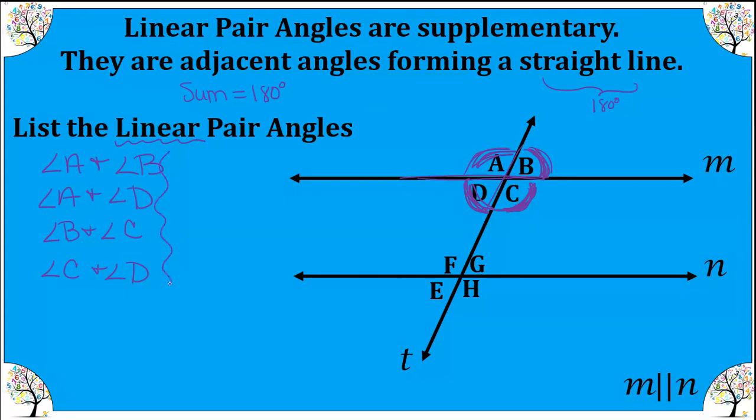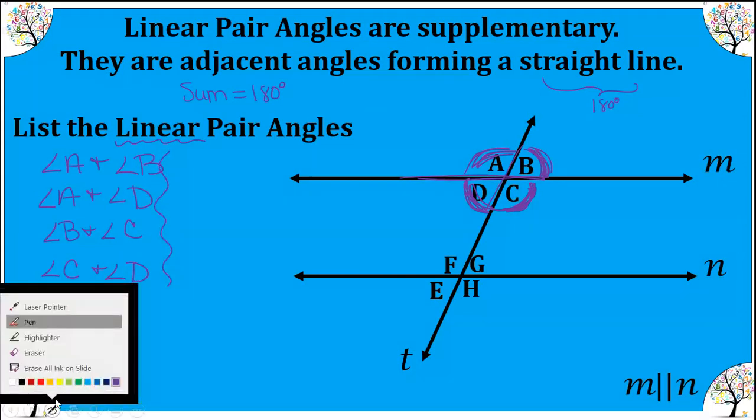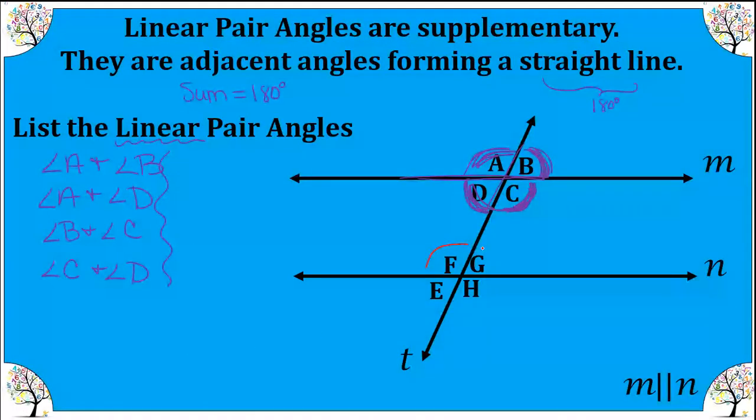Okay, now we have another set of linear pair angles. Let's take a look at those. So we have F and G. So angle F and angle G are a linear pair. They create a line N. F and E are linear, creating the transversal line. Then we have angle G and H creating the transversal. So angle G and angle H are a linear pair. They add up to 180.